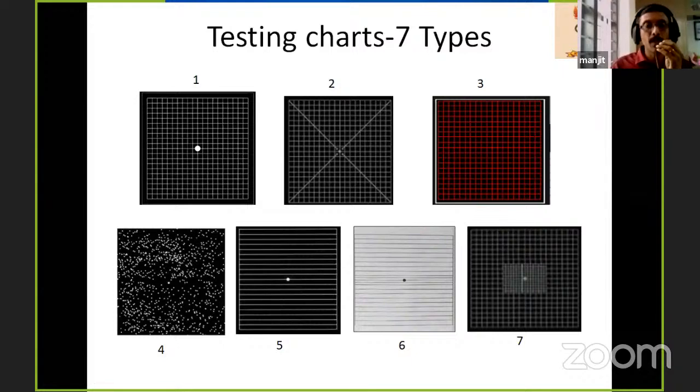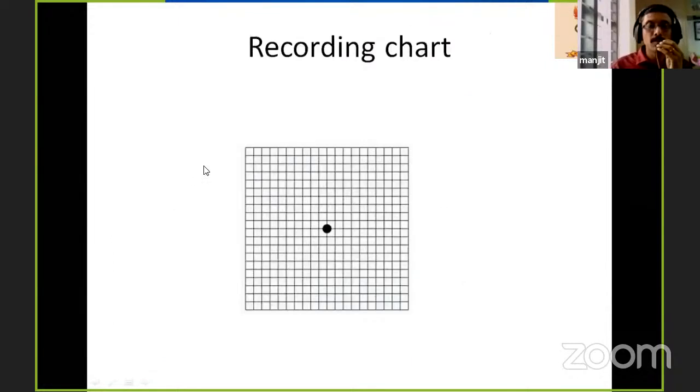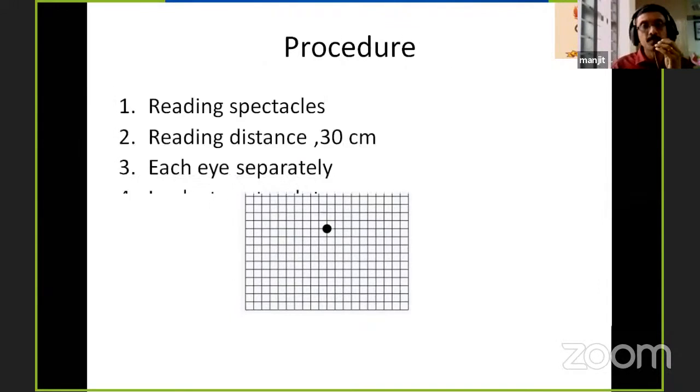What we commonly use is only the first grid. So this is the recording chart. This itself can be used as the recording as well as the testing chart, and this is the most commonly available type of Amsler grid chart.